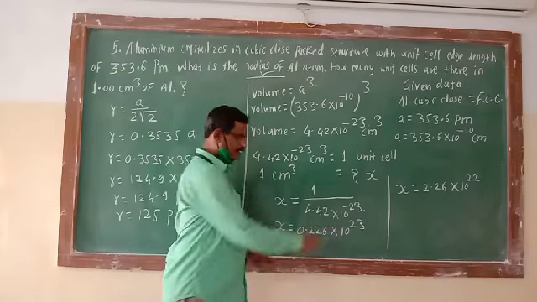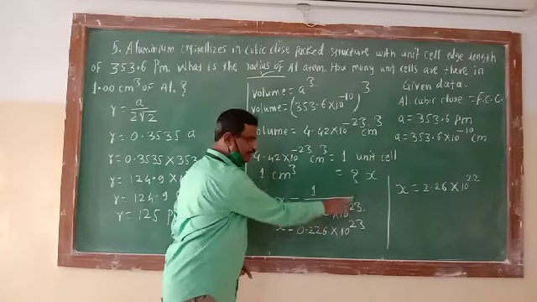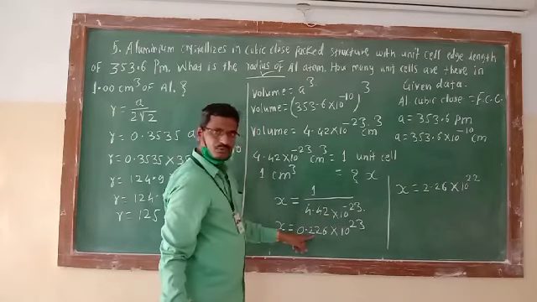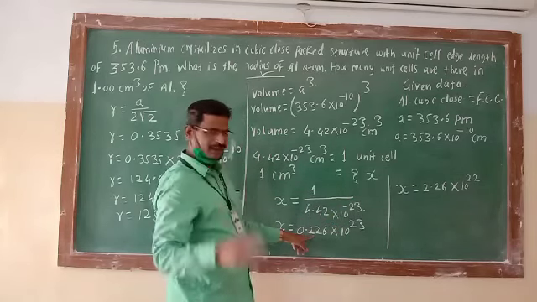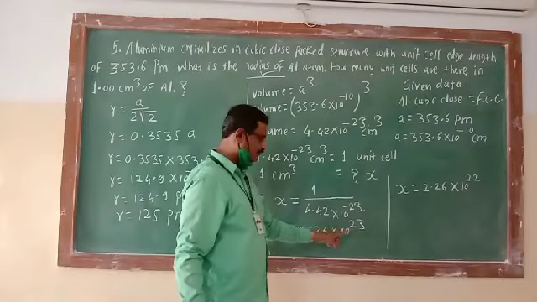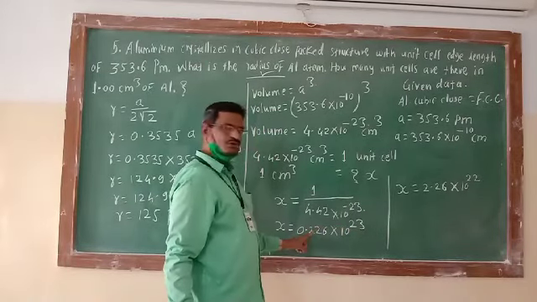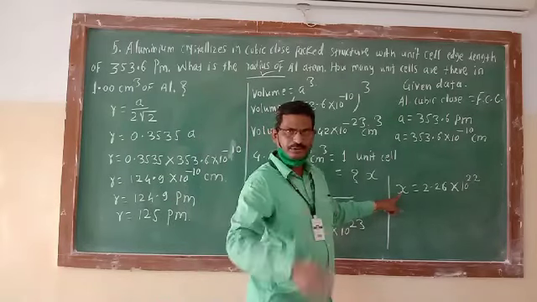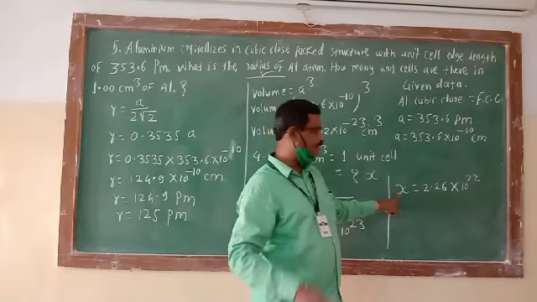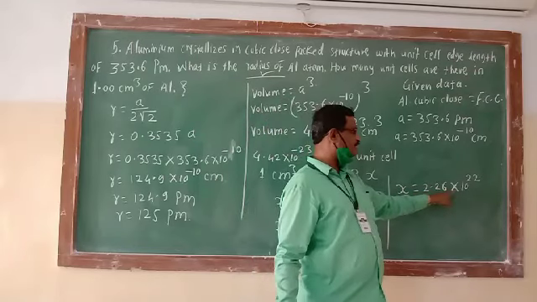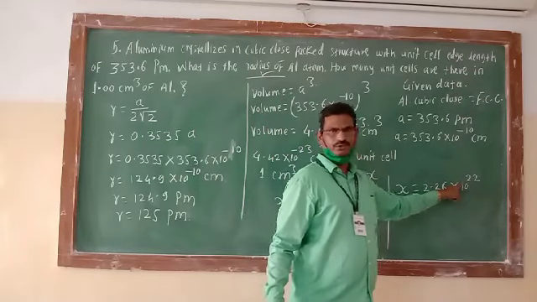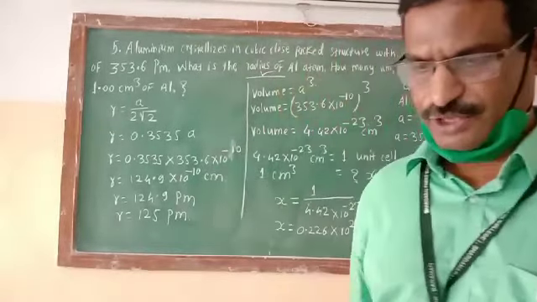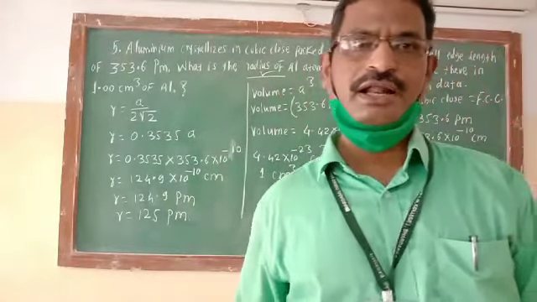0.226 into 10 raised to minus 23; at the numerator it becomes 10 raised to plus 23. Taking one decimal to the right side, 10 raised to 23 becomes 22 and this becomes 2.26. So finally x, the number of unit cells in 1 centimeter cube, is 2.26 into 10 raised to 22. This is the solution for problem number 5. Now let us see one more problem.